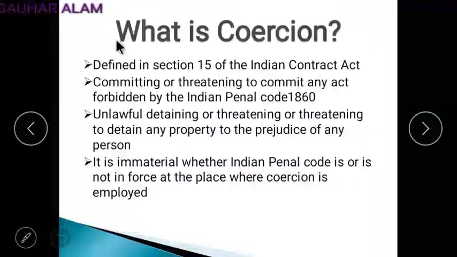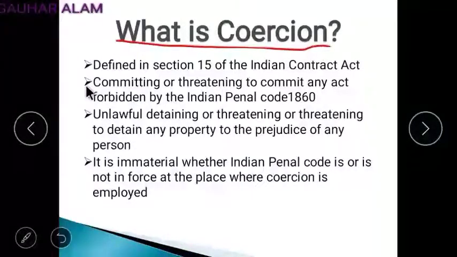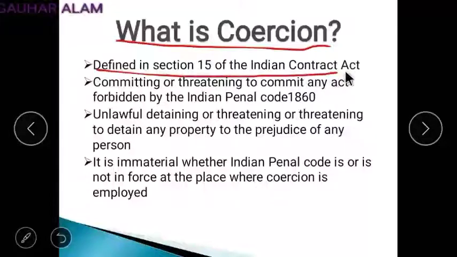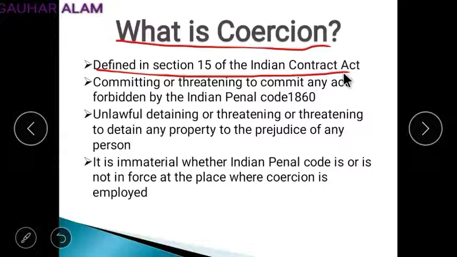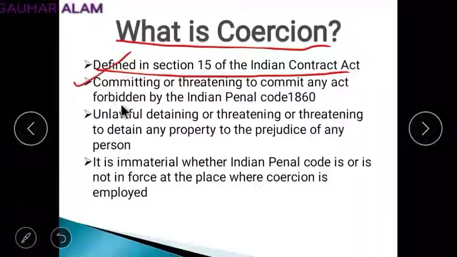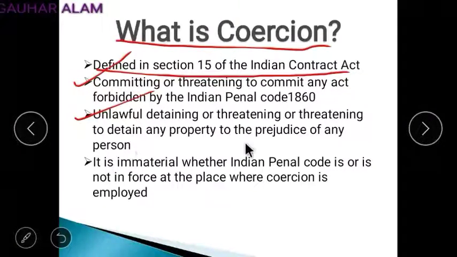So what is coercion? The word coercion has been defined in Section 15 of the Indian Contract Act, which says that coercion is the committing or threatening to commit any act forbidden by the Indian Penal Code, or the unlawful detaining or threatening to detain any property to the prejudice of any person, whatever, with the intention of causing any person to enter into an agreement. So two of its essentials are committing or threatening to commit any act forbidden by the Indian Penal Code. And the second essential is unlawful detaining or threatening to detain any property to the prejudice of any person.